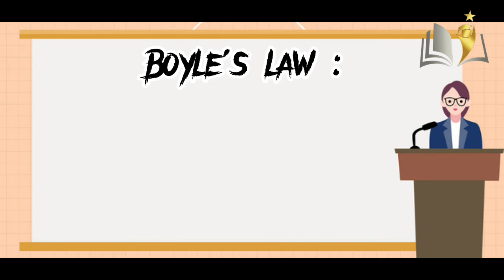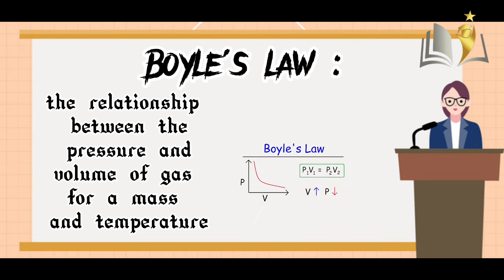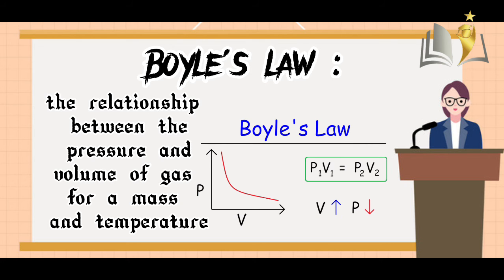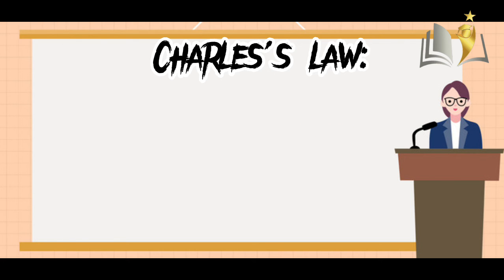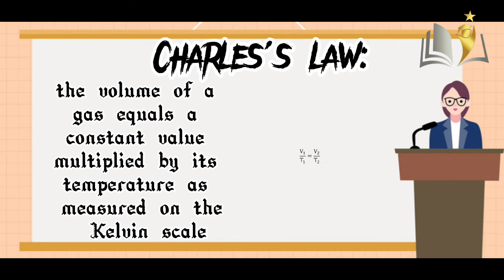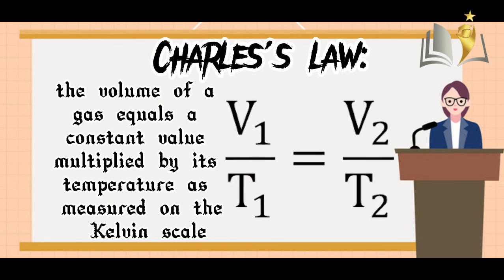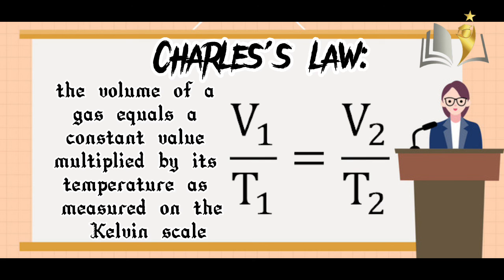Boyle's law. The relationship between the pressure and volume of gas for a given mass and temperature. Charles's law. The volume of a gas equals a constant value multiplied by its temperature as measured on the Kelvin scale.